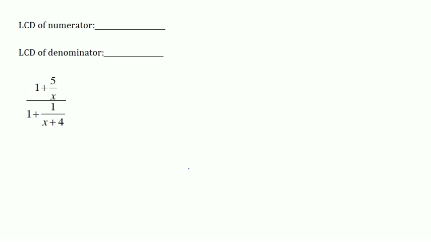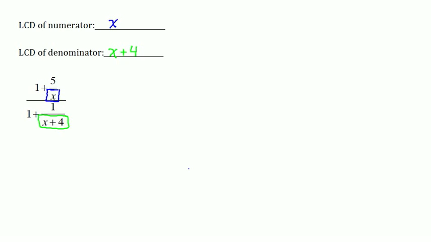We're going to simplify this complex rational expression using the method in which we find the LCD of the numerator and the LCD of the denominator separately. First of all, looking at the numerator, we have just one denominator, which is x, and therefore the LCD of the numerator is x. Then looking at the denominator, we have just one denominator, which is x plus 4. And so the LCD of our denominator is going to be just this one factor, x plus 4.